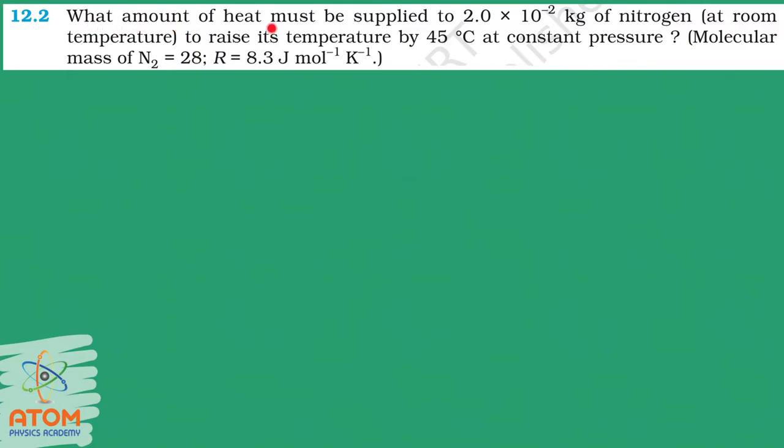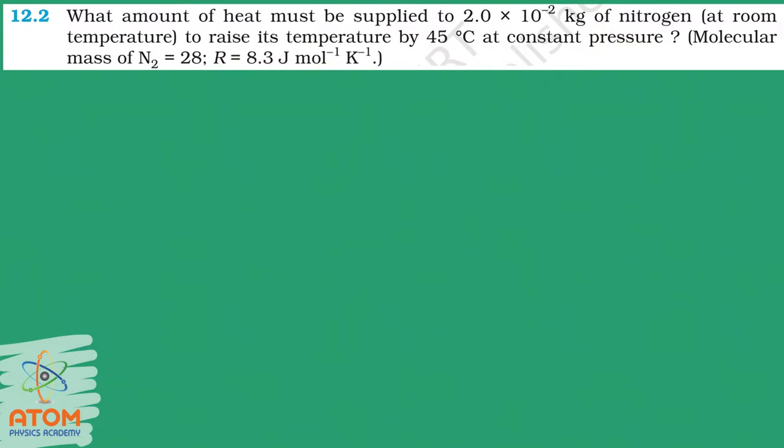What amount of heat must be supplied to 2 into 10 raised to minus 2 kilogram of nitrogen at room temperature to raise the temperature by 45 degrees Celsius at constant pressure? Molecular mass of nitrogen is given 28 and the universal gas constant R is given 8.3 joule per mole per Kelvin.